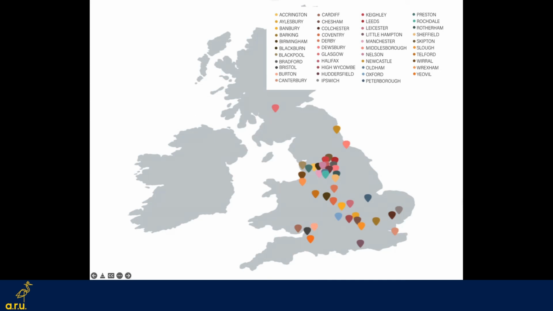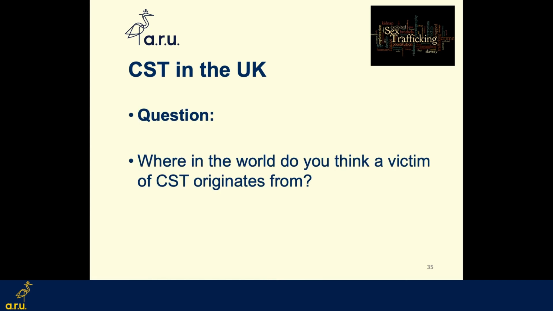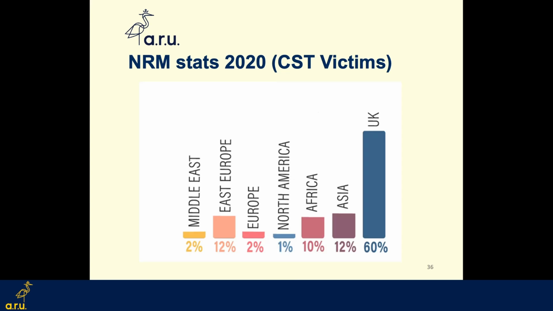But yeah, these cases, there are certainly a lot more. So again, I'm not going to ask you this now because I've already said it, but I was going to ask where in the world do you think a victim of child sex trafficking originates from. According to the NRM stats, from the Home Office via the National Crime Agency, 60% of them are actually from the UK.